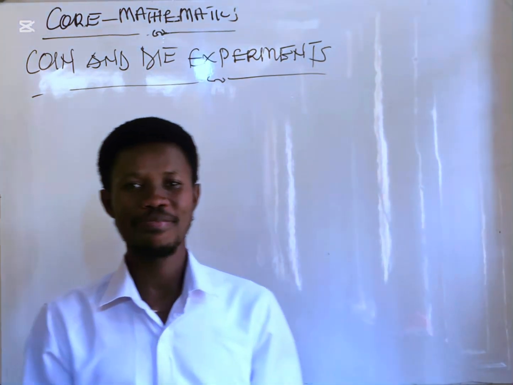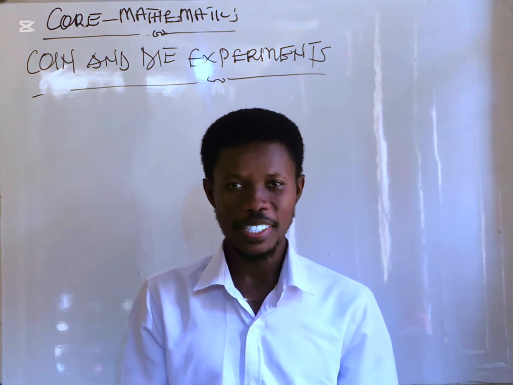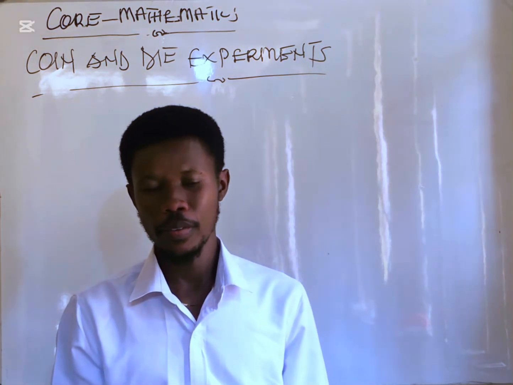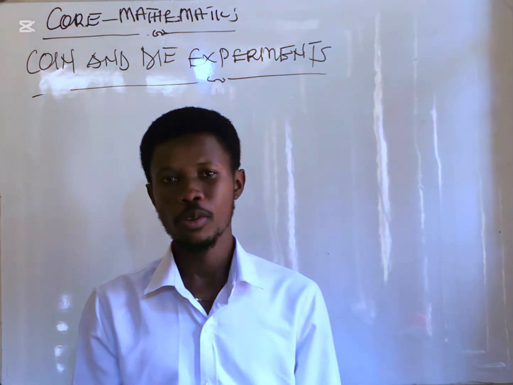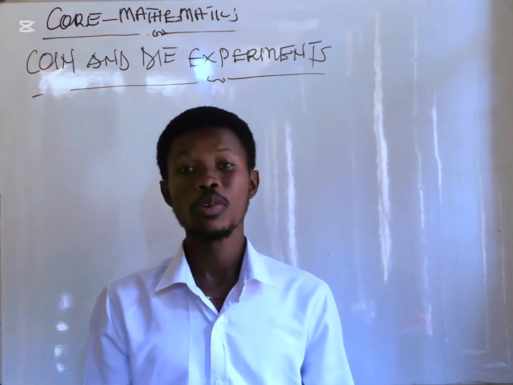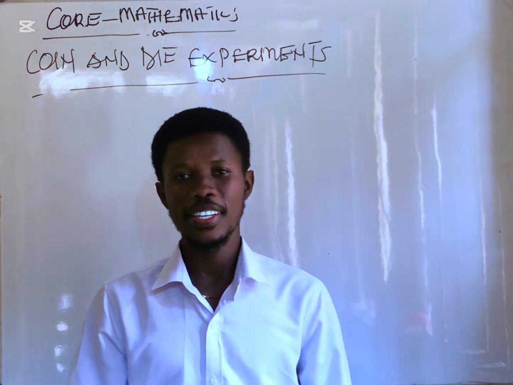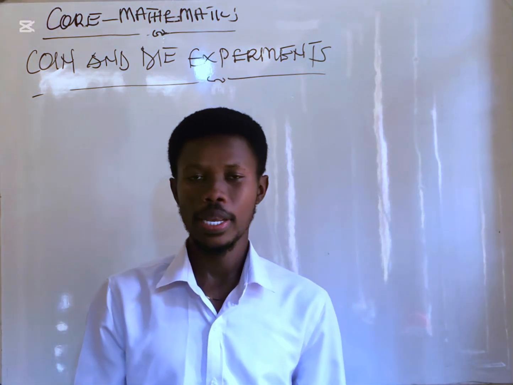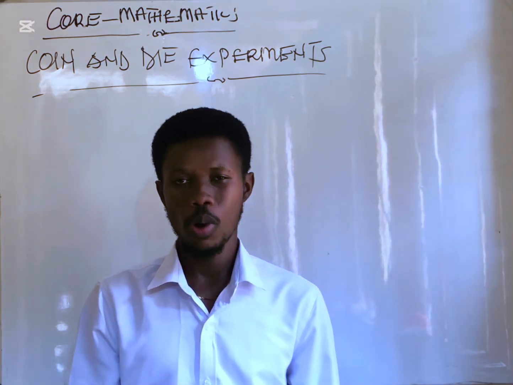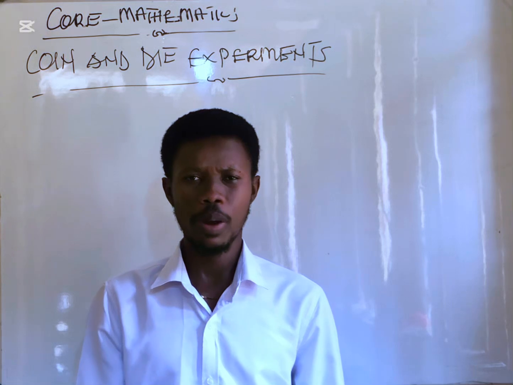Okay, so we started with probability. I gave the explanation of probability, we went ahead and solved some questions, and we went to compound events. Then we are now moving to coin and die experiments. What do we mean by coin and die experiments?